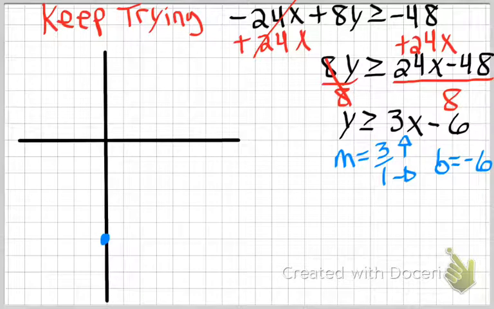Slope is up 3 over 1. 1, 2, 3 over 1. So right here. Now if you're not sure if that's accurate enough, feel free to throw another one down. Go up 3 over 1 again. Alright, so now graph your line.